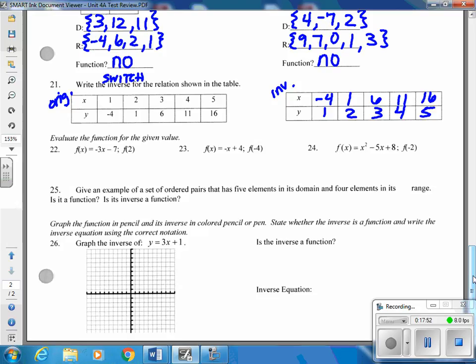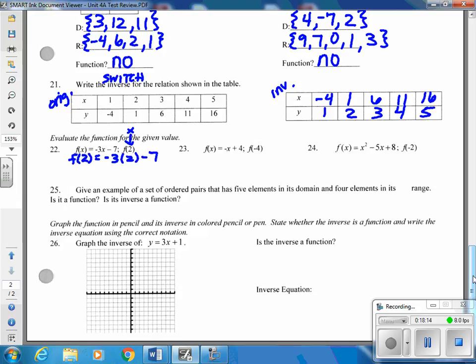Problems 22 through 24, you are going to evaluate given the value in parentheses. This is where you have to show your work, and you're going to use order of operations to help you do this. The value in the parentheses is your x. So everywhere you see an x, you take that x out and put that number in, and then you do order of operations. So we're going to find f of 2 by doing -3 times 2 minus 7.